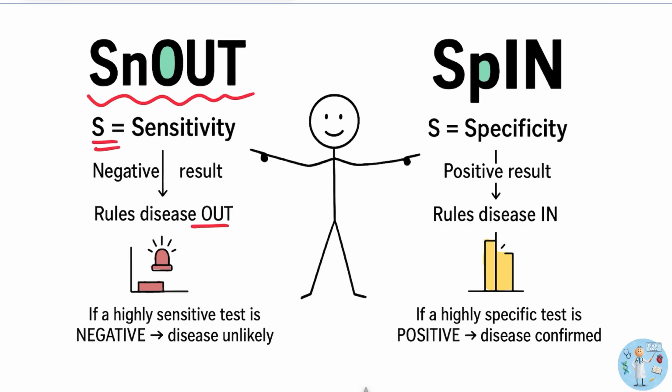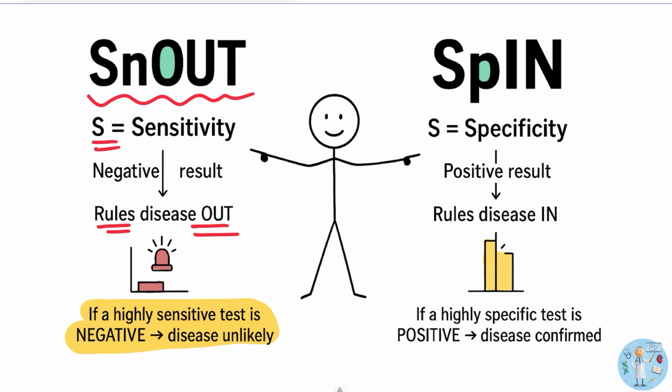SnOUT. Sensitivity rules SnOUT. Okay, break that down for us. The logic can feel a little backwards at first. It can, but think about it. A highly sensitive test is designed to be, well, sensitive. It's easy to set off. The bar for a positive result is very low. It's trigger happy. Very trigger happy. So if you take that test and you don't set it off, if you get a negative result, that's incredibly reassuring. Because it's so hard not to test positive. If you manage to come back clean, you must be really clean. That's the logic exactly. A negative result from that super sensitive net means you can be almost certain the disease isn't there. It rules it OUT.